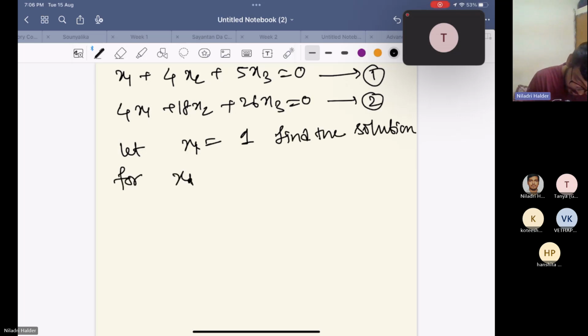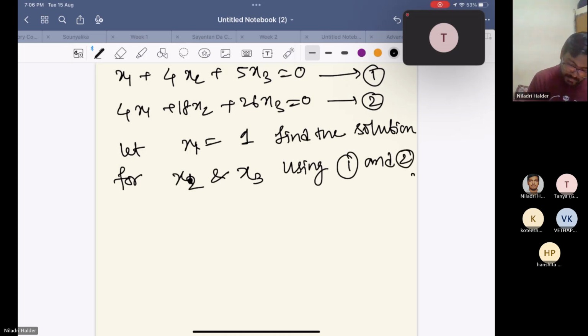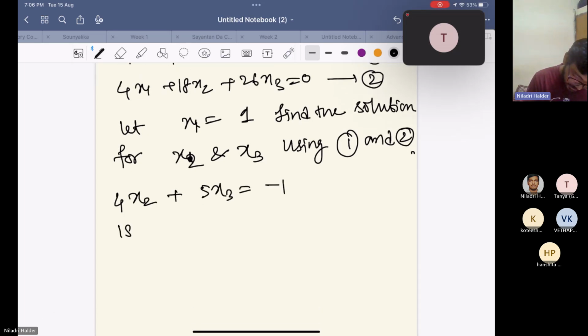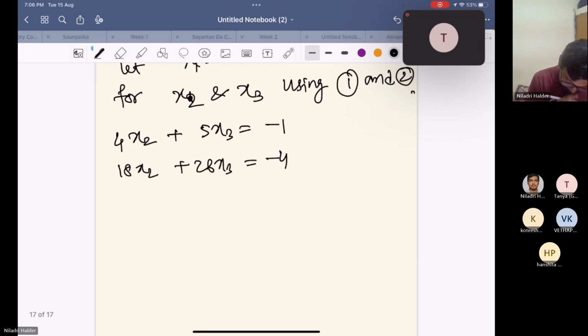Then find the solution for x2 and x3. Here suppose x1 is 1, then what should x2 be? So 4x2 plus 5x3 equals minus 1, and 18x2 plus 26x3 equals minus 4. So 3 and 4.